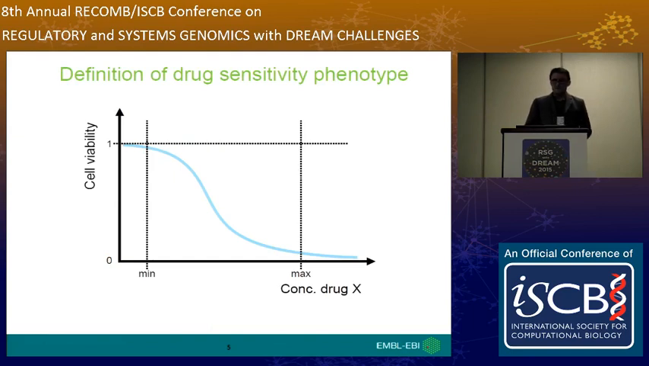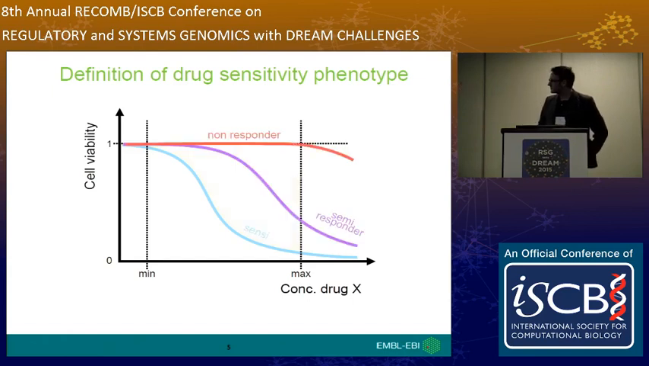Looking at our phenotype, we're looking at a concentration and cell viability on the y-axis, and usually this looks like a sigmoid curve. And our phenotype is the area above the curve. So a large area above the curve would correspond to a cell line which is very sensitive. So the sigmoid curve would be shifted to the left-hand side if you have cells which are strongly responding.